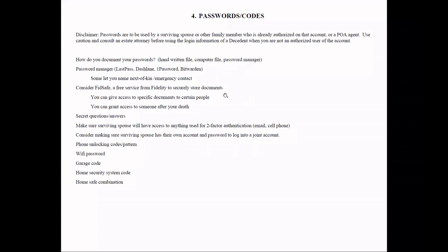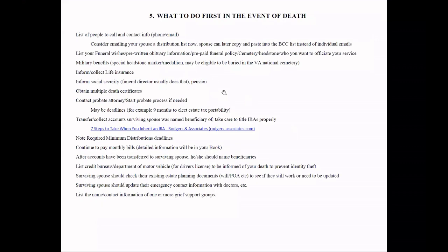Okay, we're going to go to the next slide. This is a list of the information that's going to be helpful pretty quickly. There are some things you can wait on, but there are some things you want to do in the first couple weeks. First of all, you want to have a list of people to call and contact. A lot of this book is based on what my dad put together, and my parents have a whole list of people, with their email addresses and phone numbers. I'm sure they would call everybody personally.